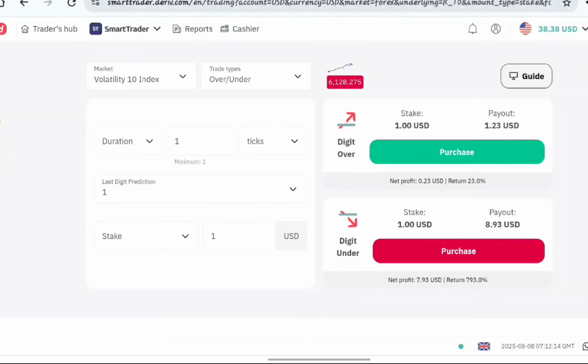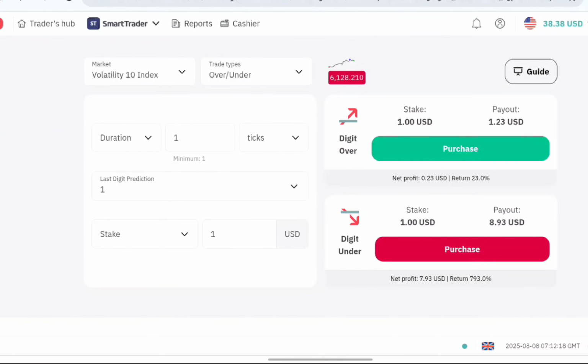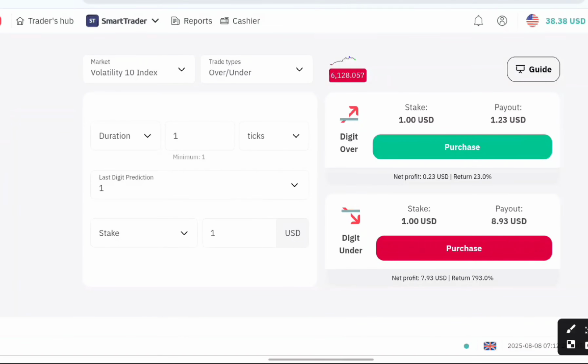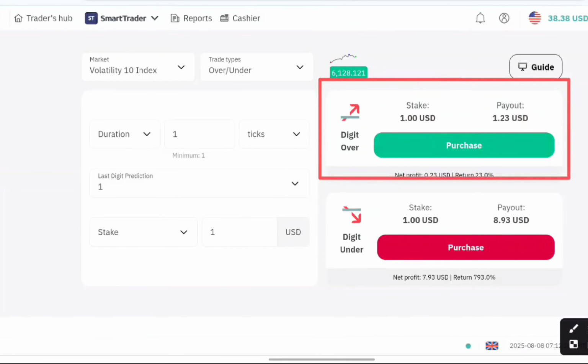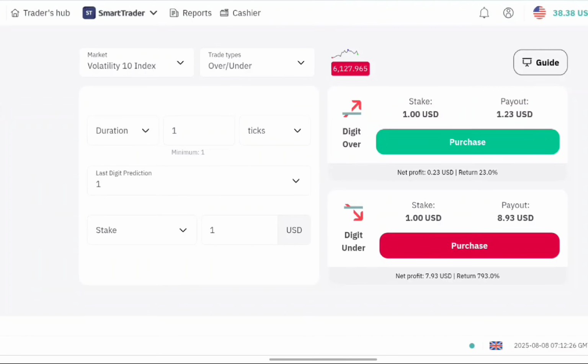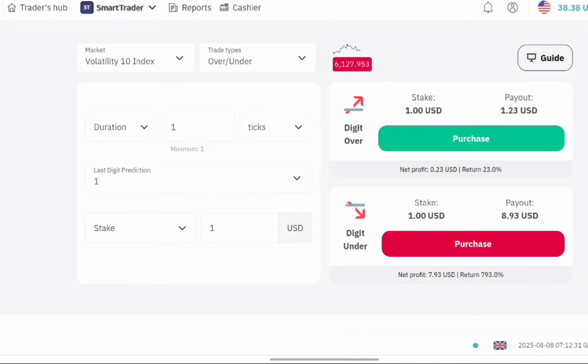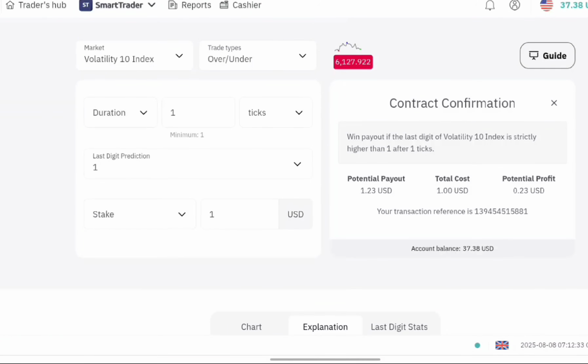So firstly, I want to place a trade that I'm going to purchase, right? So I'm just going to purchase on over, right? So this is the first trade that I'm going to show you as an example. I'm going to purchase here and you are going to see that if I win this, I'm only going to make 23 cents on each and every dollar that I risk. So let's click purchase right here.